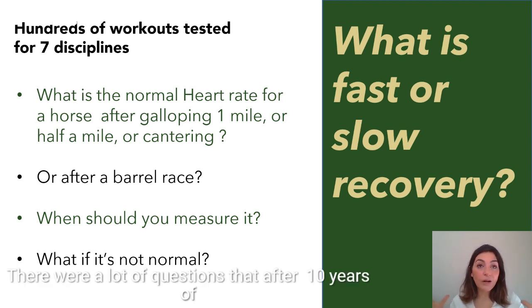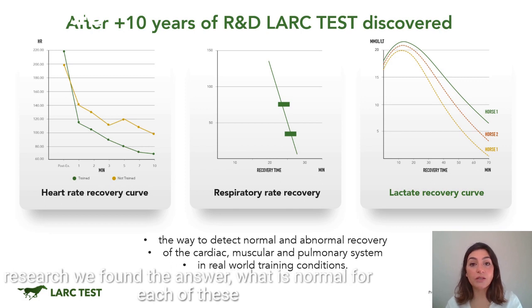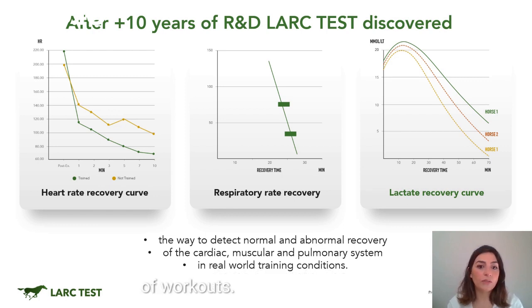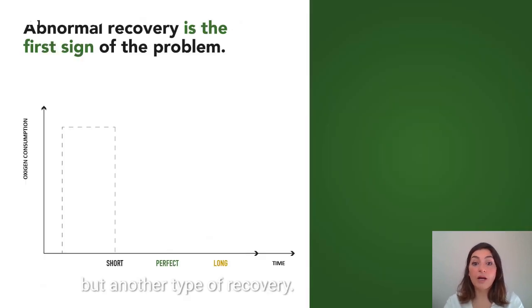So there were a lot of questions that, after 10 years of research, we have the answer to. What is normal for each of these 3 systems, the cardiac, the respiratory, and the lactate, for hundreds of workouts. But during research, we also detected not only slow or fast, but another type of recovery.